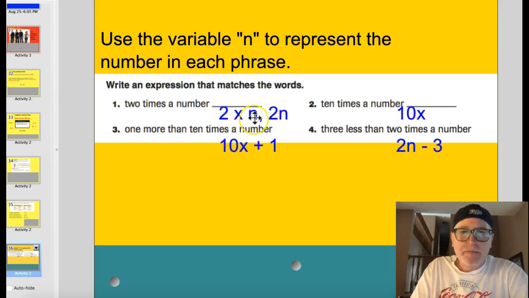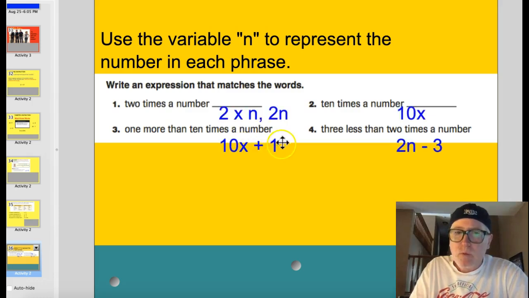All right, let's see how you did. Well, 2 times a number is 2 times n. Math people would write 2n. 10 times a number, they'd write 10x or 10n, whatever variable you choose. 1 more than 10 times a number. So this would be 10x plus 1, or 10n plus 1.